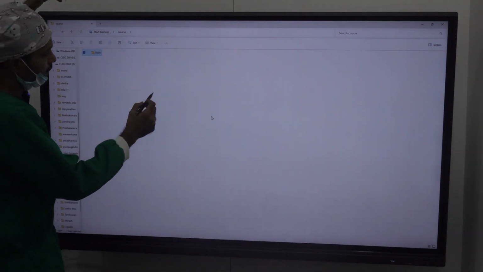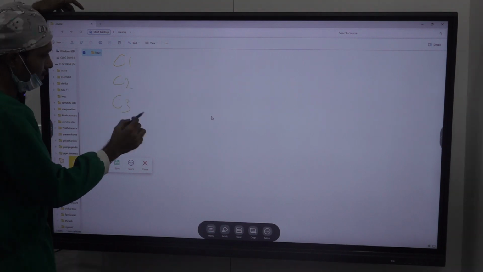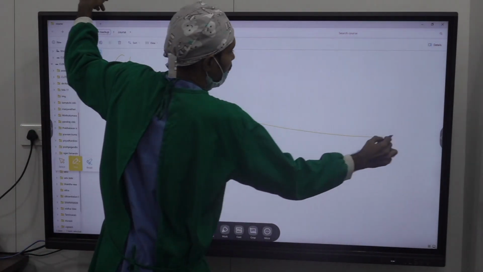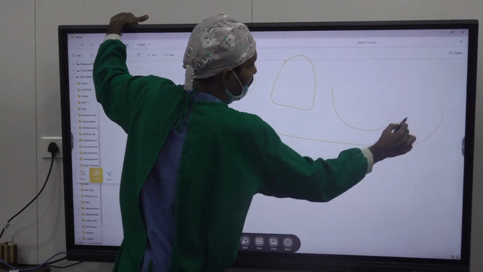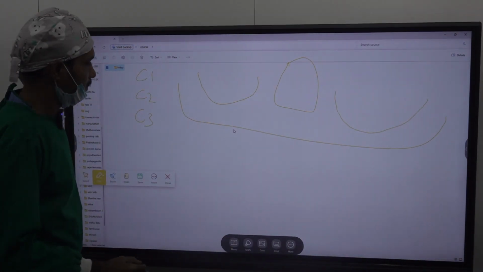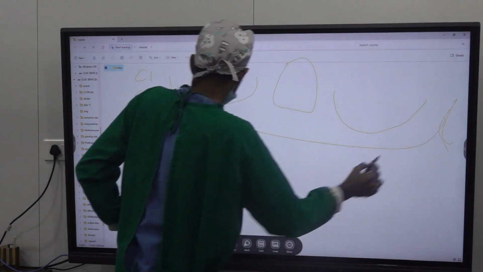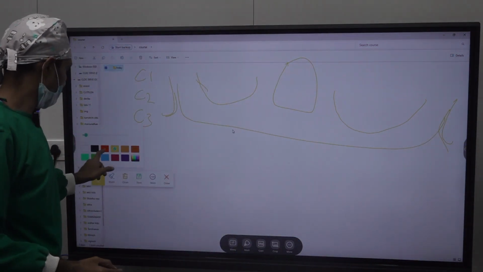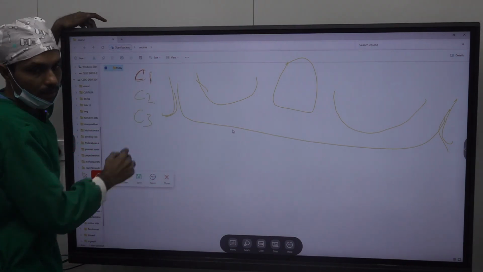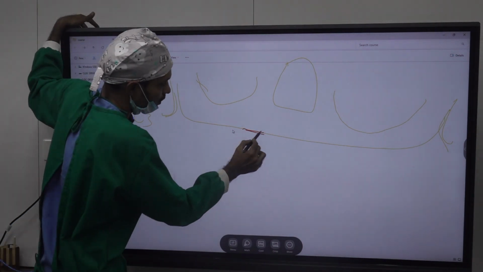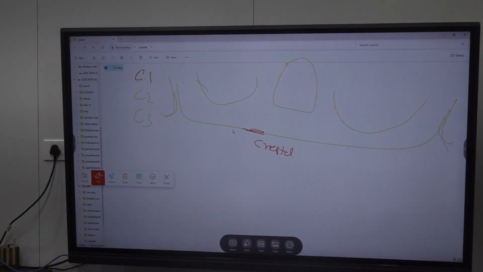So before that we will discuss a few things. There is something called C1, C2, C3. This is a sinus. C1 means crestal cortical. This bone is called crestal cortical, from where our implant can get stability.